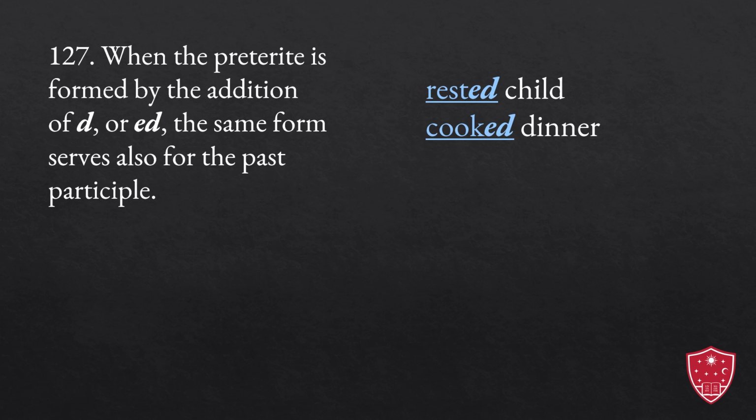Another example would be cook. To cook something, the present tense, we make it preterite by adding ed, cooked. Last night, I cooked dinner. That's how we form the preterite tense. We add ed to cook. Well, when the preterite is formed by the addition of d or ed, as in cooked, the same form serves also for the past participle. So these preterite verb forms, rested and cooked, also serve as the past participle.